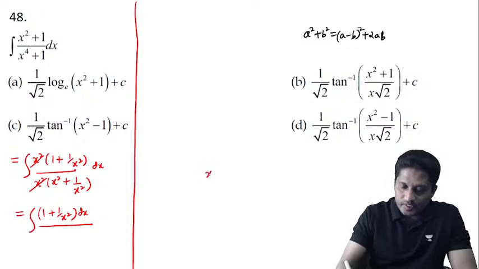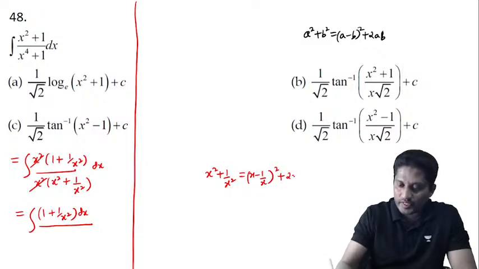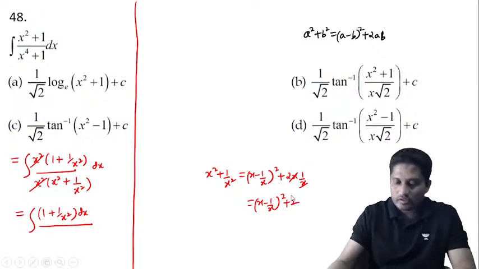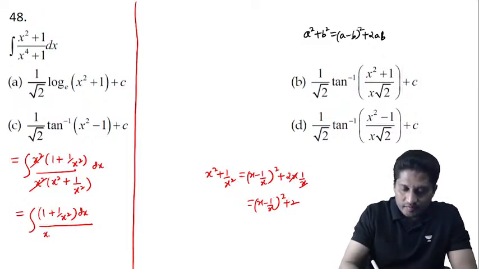So a square plus b square, if I have suppose x square plus 1 by x square, this can be written as x minus 1 by x the whole square plus 2ab, that is 2x into 1 by x. This will cancel, you will get this as x minus 1 by x the whole square plus 2. Now I'll put x minus 1 by x is equal to t.